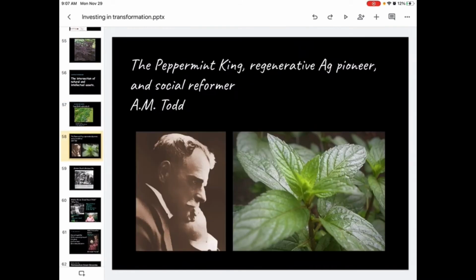But permaculture is most famous for plants and for food, so we're going to talk about one that's related to that. This is Kalamazoo's own peppermint king and regenerative agriculture pioneer and social reformer, A.M. Todd. A.M. Todd is kind of famous in Michigan for being the only elected official from the Socialist Party ever. Eventually he was able to use his wealth to start our public library, and even today, most of the mint flavoring in the world is made by the A.M. Todd Company.